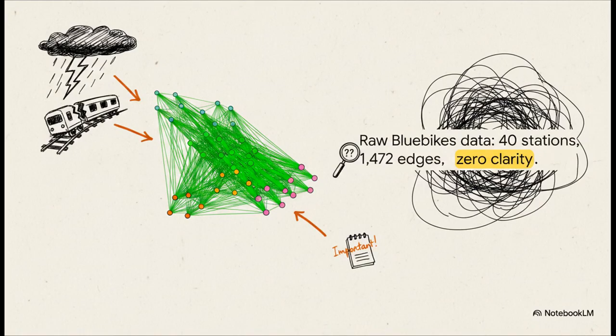A massive winter storm hits Boston, or maybe a major transit line just completely breaks down. The Emergency Operations Center urgently needs to know who can still talk to whom, or in this case, who can get to where. So you pull up the morning commute data for the Blue Bike system. What do you see? 40 stations, over 1,400 edges, and an absolute unintelligible hairball. You have all the data in the world right there on your screen, but you have absolutely zero clarity. You can't actually see the flow, and you definitely cannot make a reliable engineering recommendation based on a hairball.